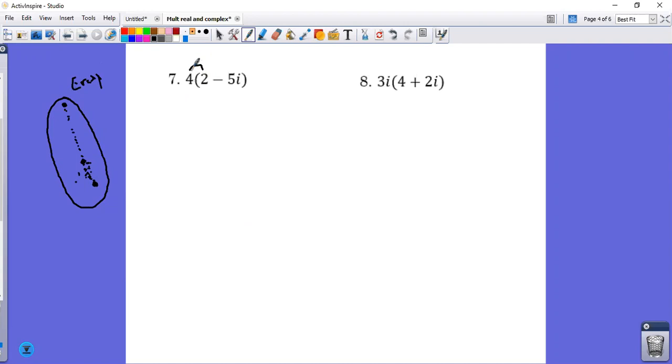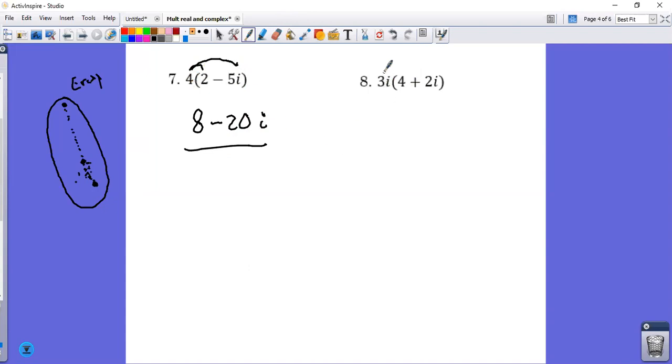All right, so back to this. Distributive property, right? So if you're doing just a number times a group, you're just going to distribute. So 4 times 2 is 8, minus 4 times 5i would be 20i. There's no i here, nothing to worry about. Just multiply times both of them.